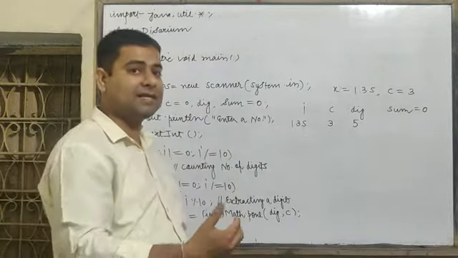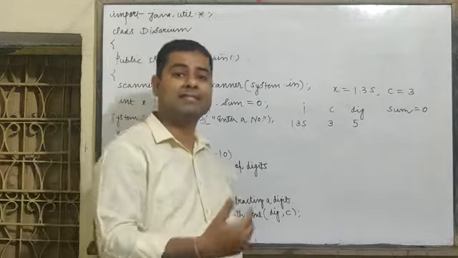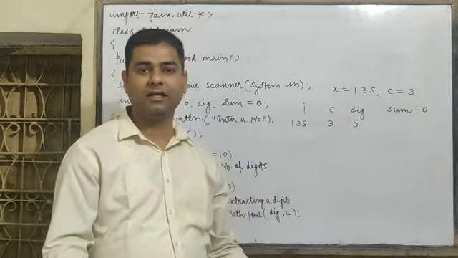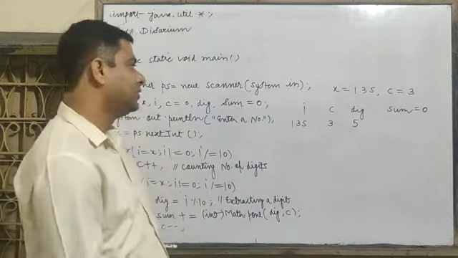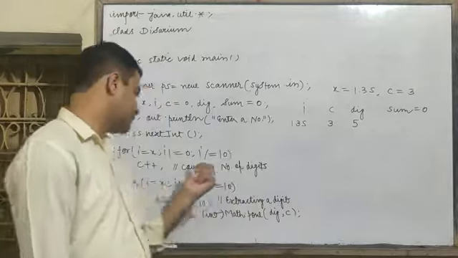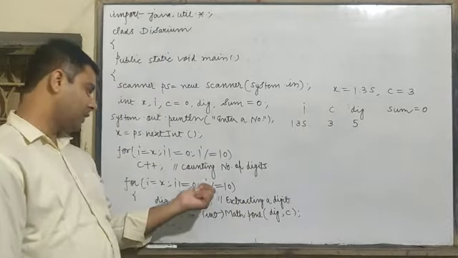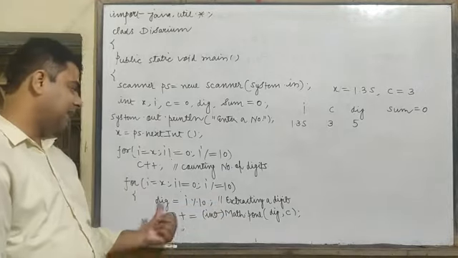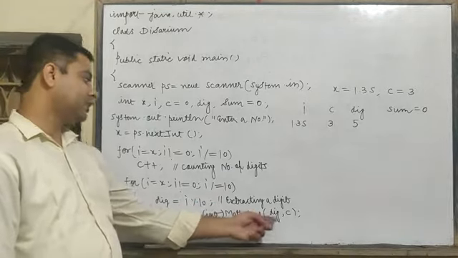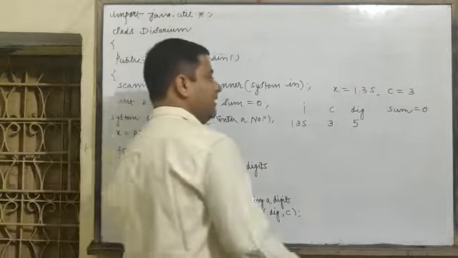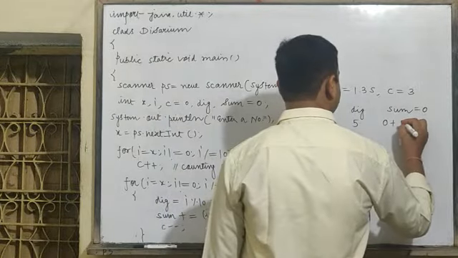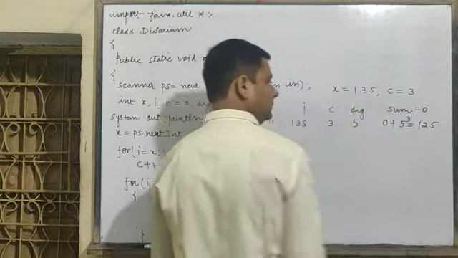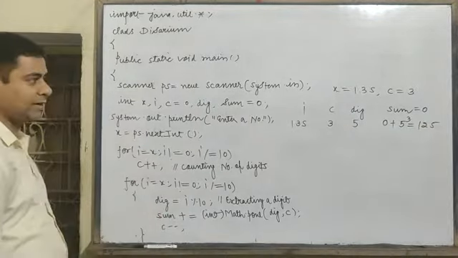So last digit's position will be what? Last digit's position will be the number of digits. Suppose 3 digits are there, so 5 will have respective position 3 only. So here I equals to x, that is 135, not equals to 0, no. Digit equals to I modulus 10. So 135 modulus 10, 5. Then we have to calculate its power. So digit raised to the power C. So 0 plus, sum plus 5 raised to the power C. It will be 125. Okay. So value of sum is 125.